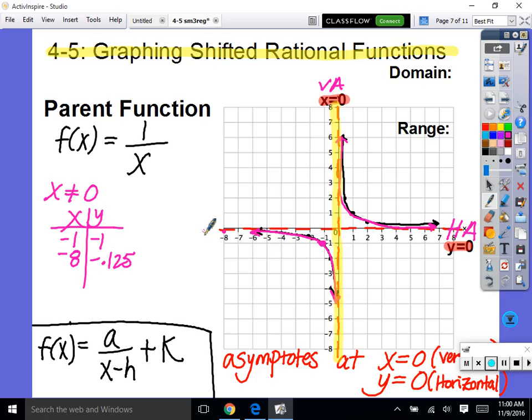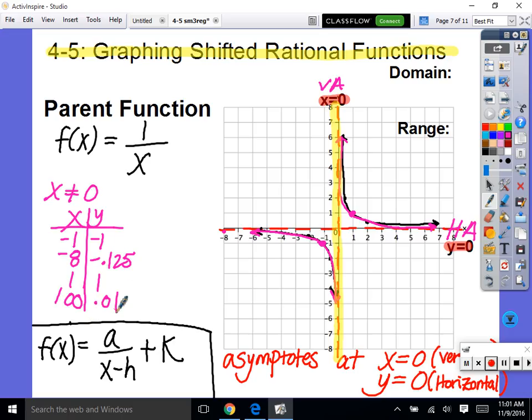Let's plug in something. Let's plug in 1 into our function. Plug in 1. 1 divided by 1 is 1, so that's on our graph. Sweet. Now let's plug in a really large value for x. Let's plug in 100. So 1 divided by 100, what do we get?